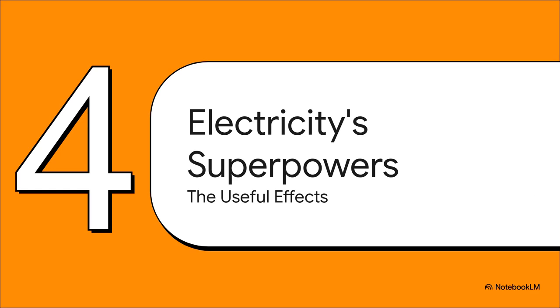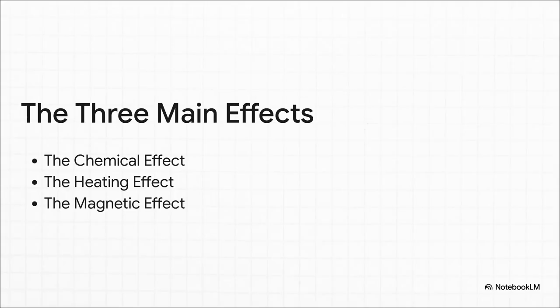I mean, why do we even care so much about electricity? Well, it's because we can use it to create some incredibly powerful and useful effects. Let's look at the three main ones that have pretty much changed the world. So, what are these amazing effects? Well, we're going to look at the chemical effect, the heating effect, and the magnetic effect. And trust me, each one lets us do some incredible things, from making everyday gadgets to performing life-saving medical procedures.